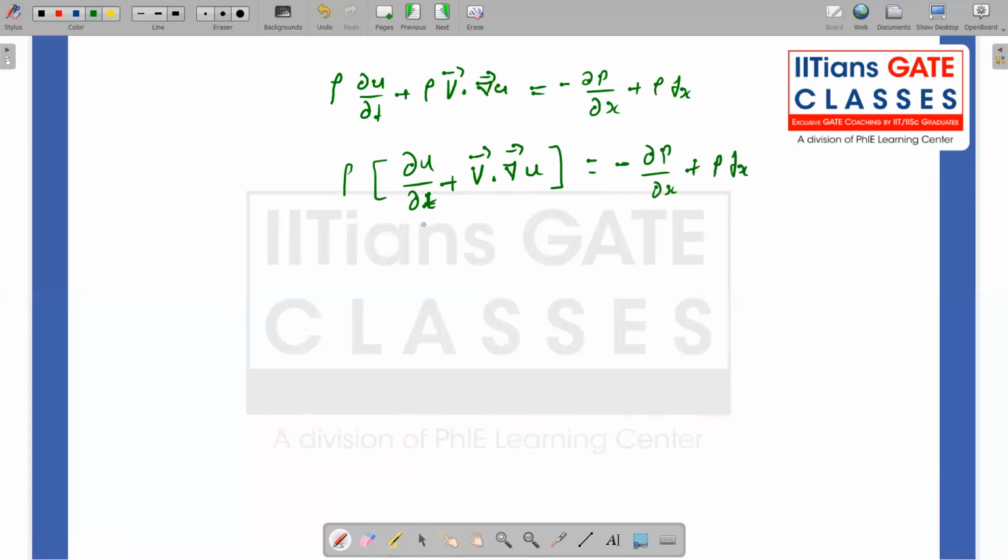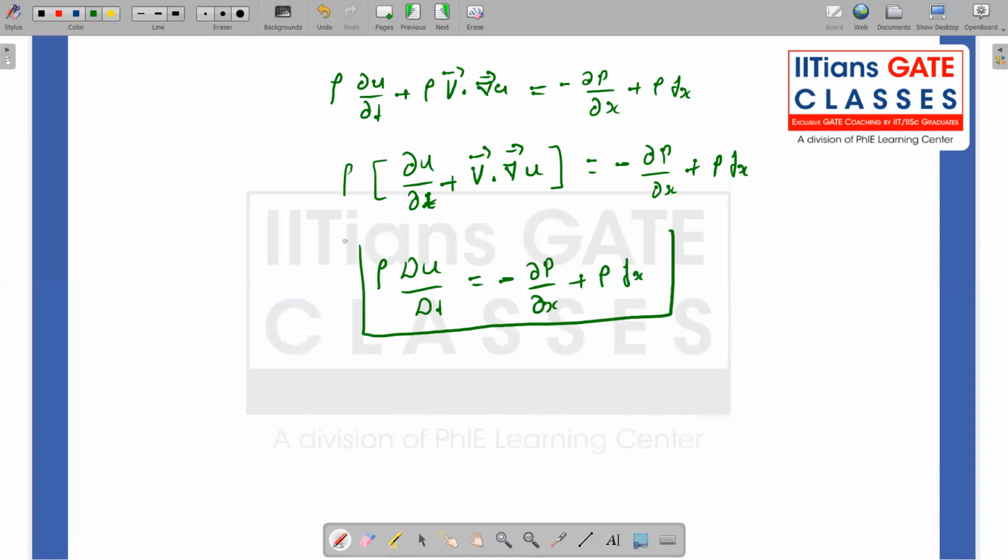So this means this is again a total derivative of a scalar, that is a component of velocity in the x direction. So I can write rho Du/Dt, the total derivative, equal to minus ∂p/∂x plus rho fx. This is a well-known momentum conservation in the u direction.